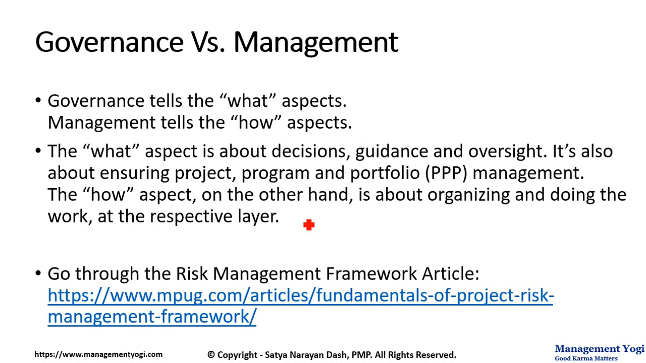First, some basics with respect to governance and management. As we saw, governance tells the what aspects. Management tells the how aspects. The what aspect is about decisions, guidance, and oversight. It is also about ensuring project, program, and portfolio or triple P based management in an organization. The how aspect, on the other hand, is about organizing and doing the work at the respective layer, project layer, program layer, or portfolio layer.